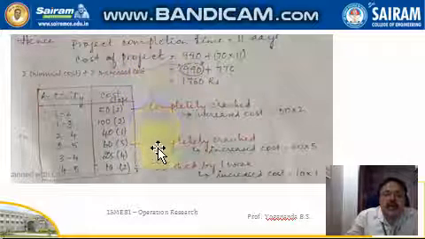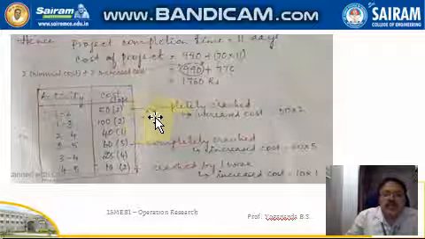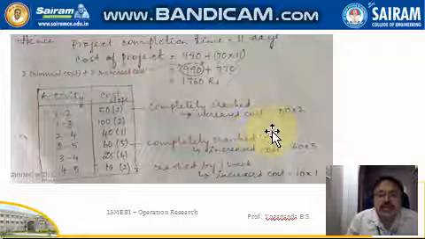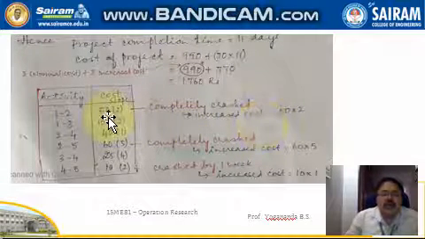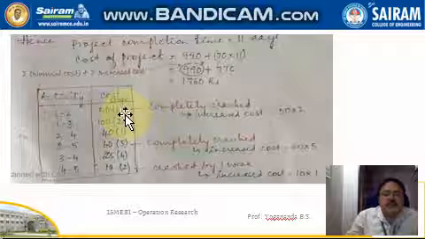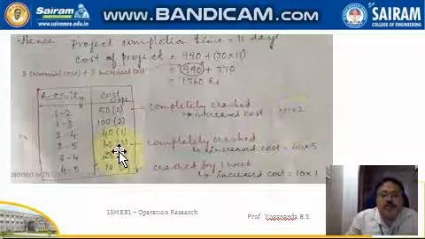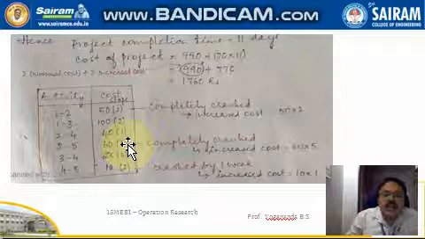So only wherever I have reduced the days, we have the increased cost. So this particular activity is completely crashed. So we have the increased cost. So for reducing the project by 1 day, it costs me 50 rupees. So for 2 days, it is completely used. So it is 50 into 2. So then this particular activity, all the 5 days are crashed here.